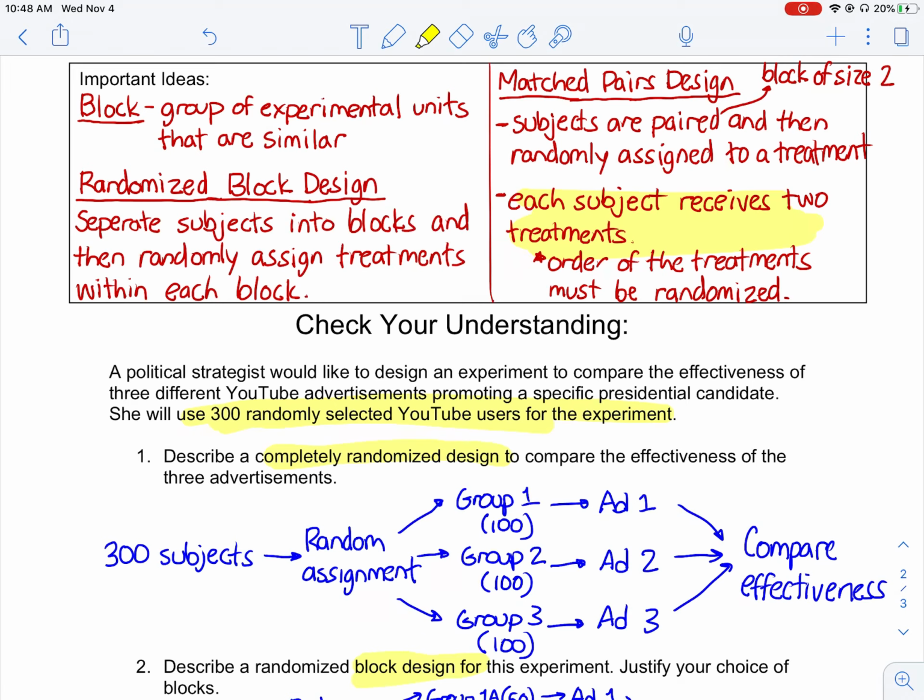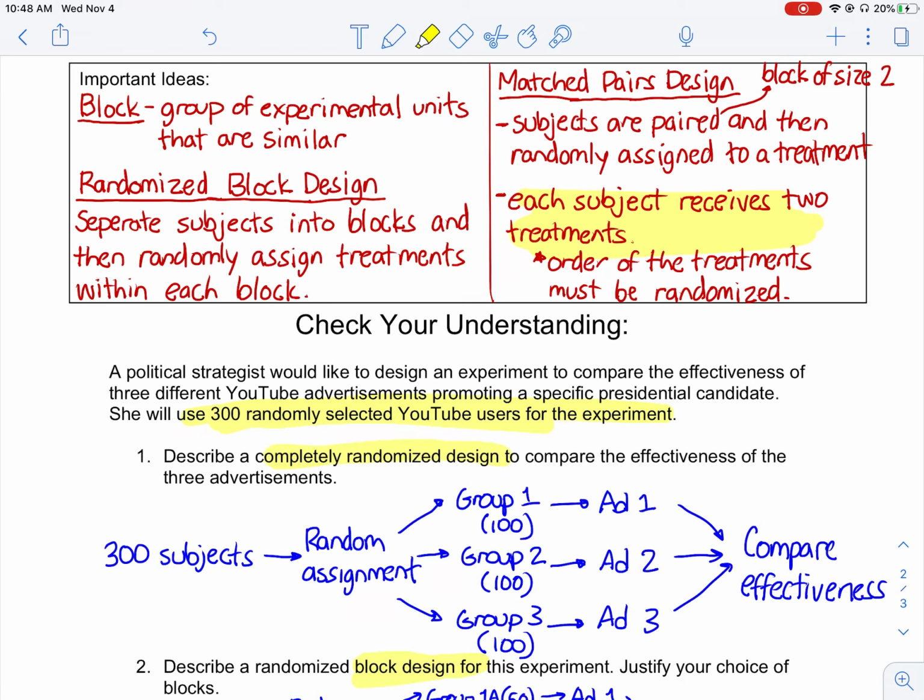So here we have 300 subjects. We group them into older 150 and younger 150. The older folks we randomly assign to three different groups, of course, because we have three different ads. And for the younger ones, we also group them into three different groups. And then we compare the effectiveness of our ads. Does that make sense, you guys?